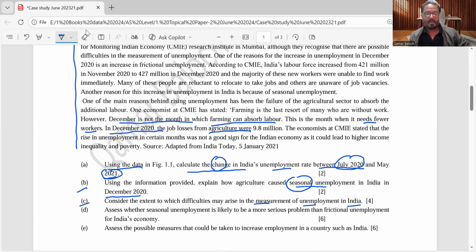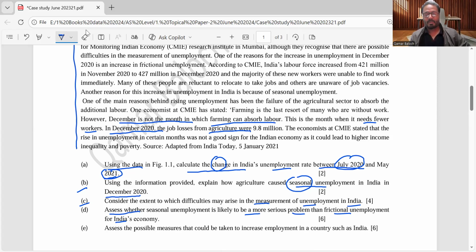The next part is: assess whether seasonal unemployment is likely to be a more serious problem than frictional unemployment in the Indian economy. Keep in mind that when a question starts with the term assess, it means you have to explain the two given scenarios, and then you have to evaluate them as well.